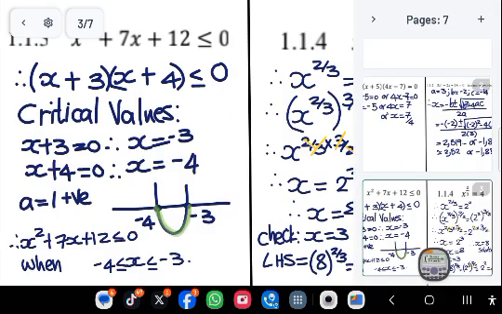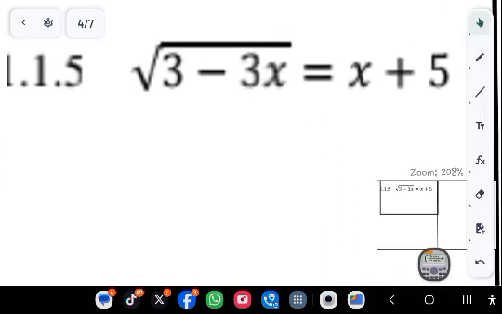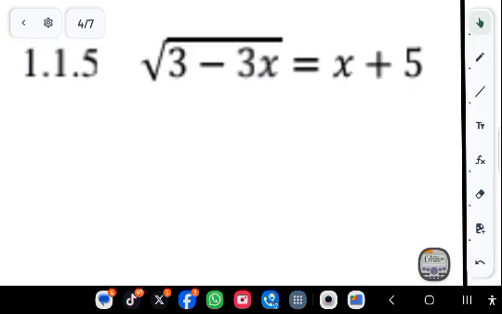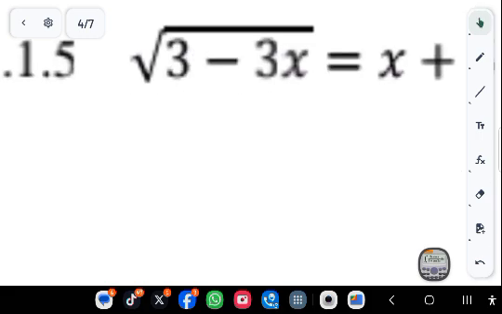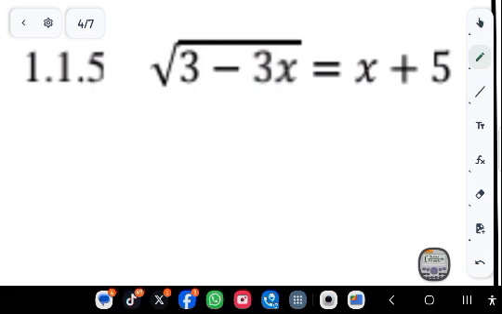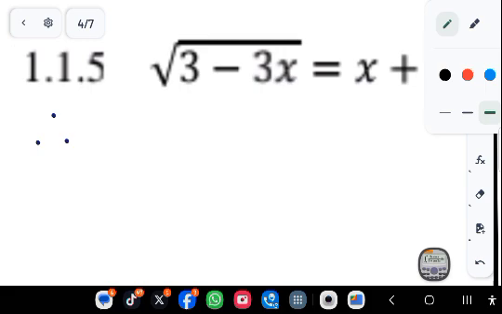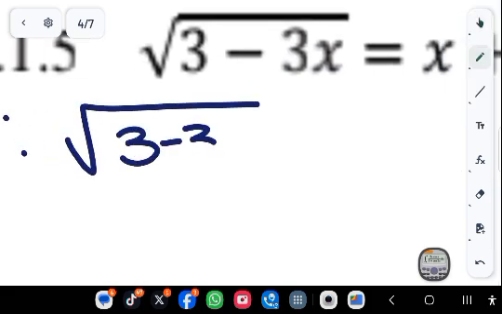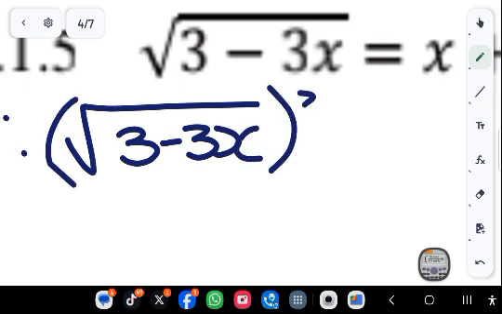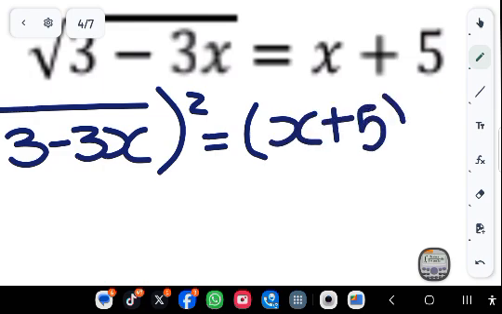Next question, we have the third equation. Now, the third equation is very easy. First thing you do is you have all the sides in one place, and then you square both sides. Okay, square both sides. So what we do is we square both sides so we can get rid of the square root sign. X plus 5 whole squared.